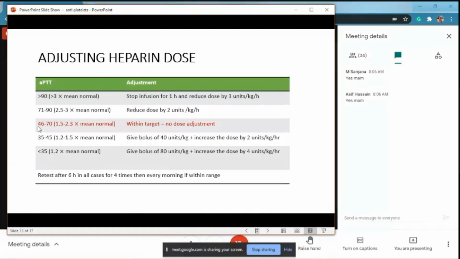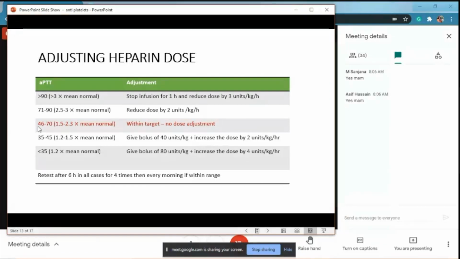If you see here, all the units are pretty much single digit when they decrease or increase the dose. So if you see reduce dose by 10 units, that's absolutely wrong. Right away we can say it's wrong. If you see increase dose by 20 units or 15 units, that is wrong. Reducing or decreasing dose is always with single digit units. It can be 2, 3, 4, so that is another tip you can remember. Again, if it is above 90, stop infusion right away for 1 hour, then reduce dose by 3 units.